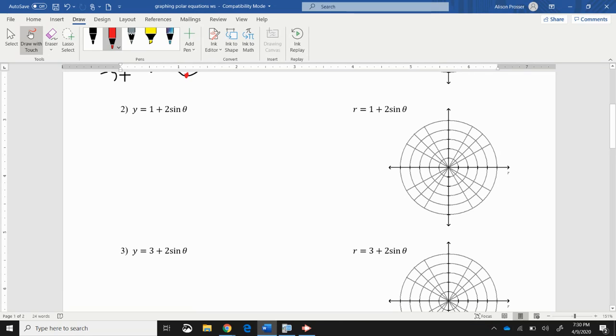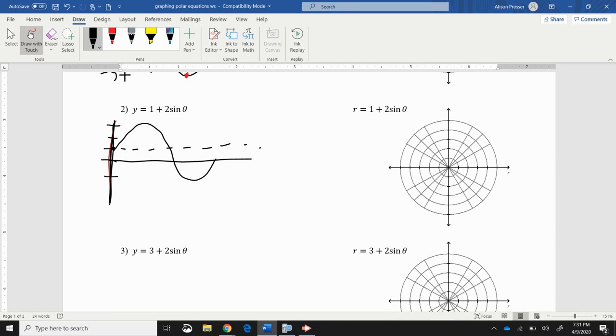This is also what tells me that things have loops. So this is 1 plus 2 sine theta. I was going to draw that in black. So a reminder, this has a vertical shift of 1 up here, and then it has an amplitude of 2. So we would start here, we'd go up here, we'd go down to here and here.